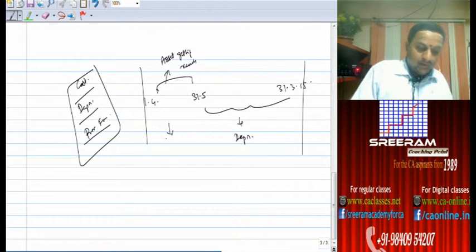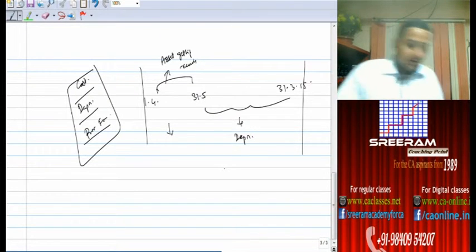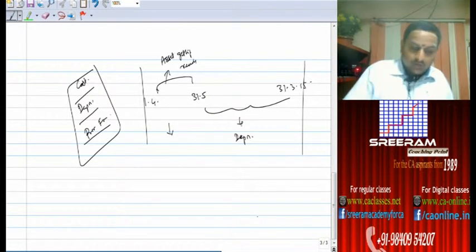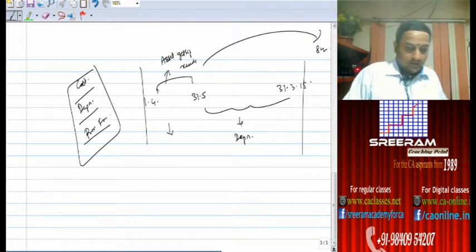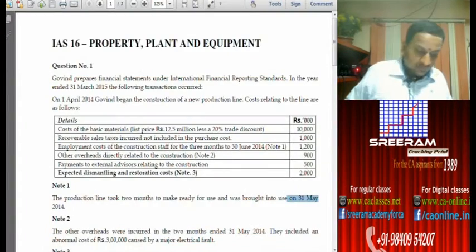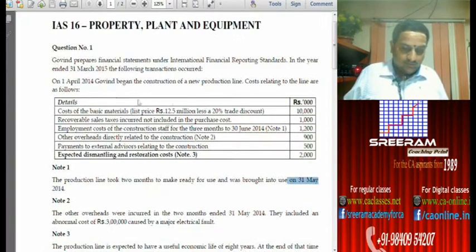And during this period the cost is incurred, and the asset is expected to be used for some 8 years. They are also telling us about the dismantling cost. One by one we will discuss. What are the costs to be capitalized?